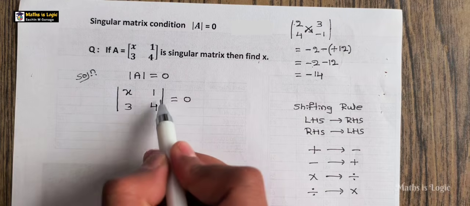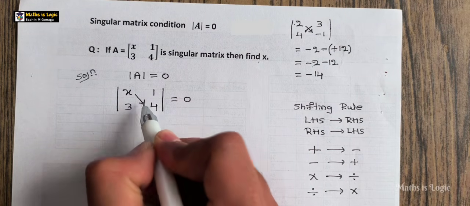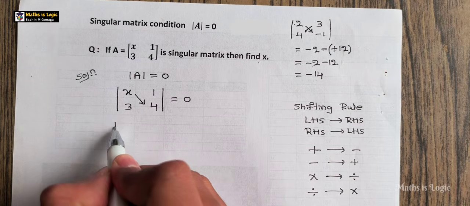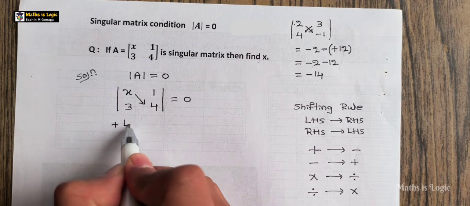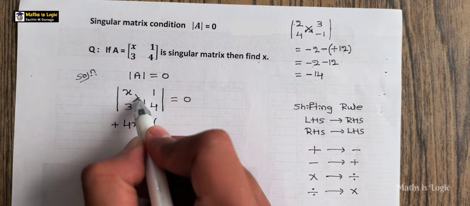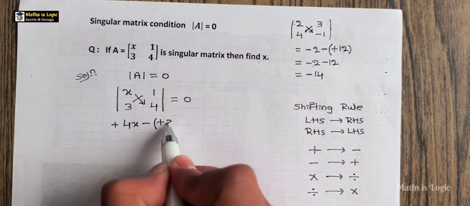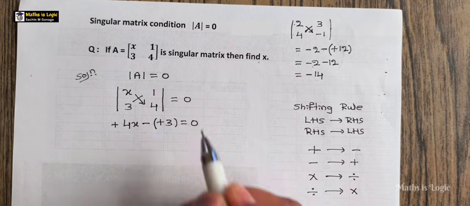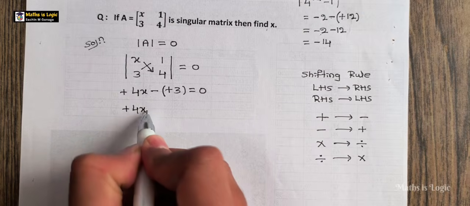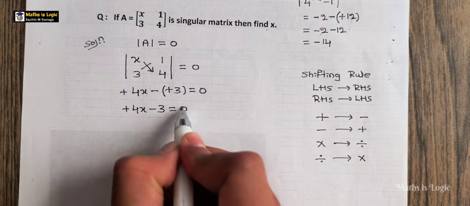Now apply the second order determinant rule. Arrow mark, cross multiplication. Plus into plus, plus x into 4 is 4x. Middle always negative sign, again in bracket. Now these two, plus into plus, plus 3 into 1 is 3, equal to 0. So next, plus 4x as it is, open the bracket, minus into plus is minus 3, equal to 0.